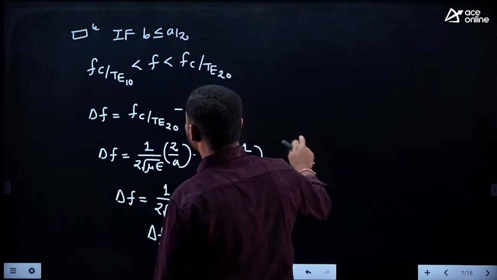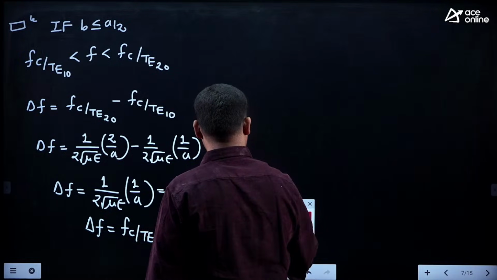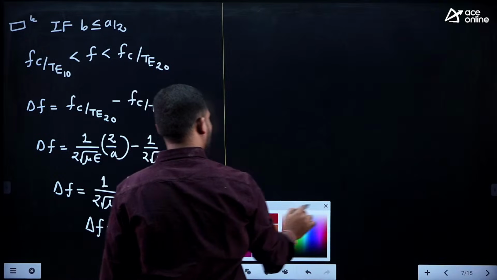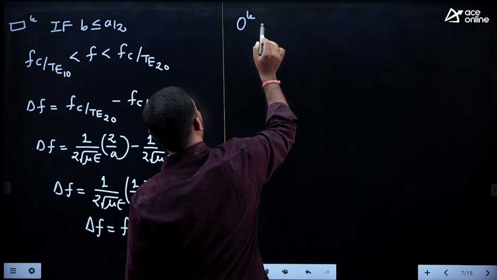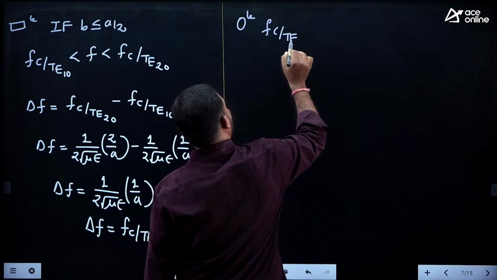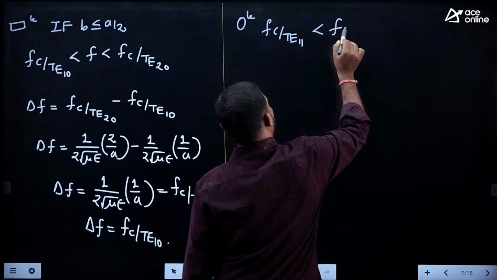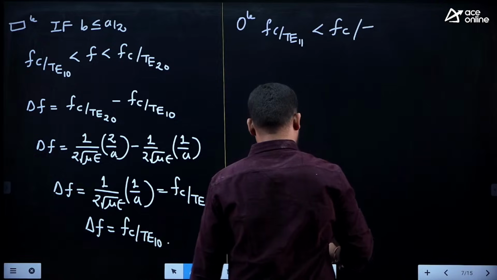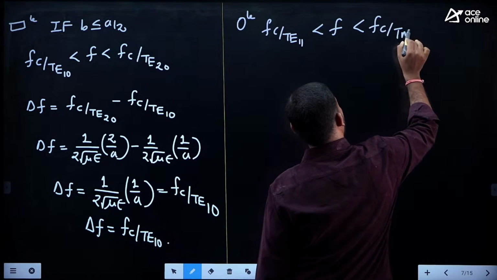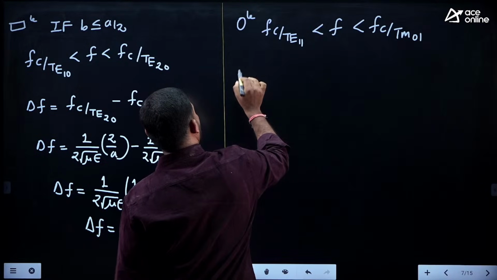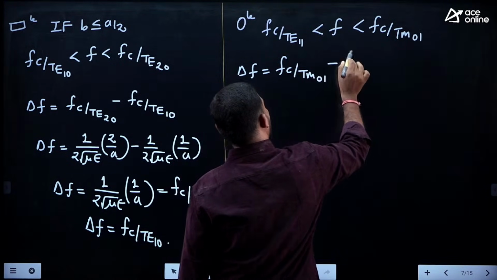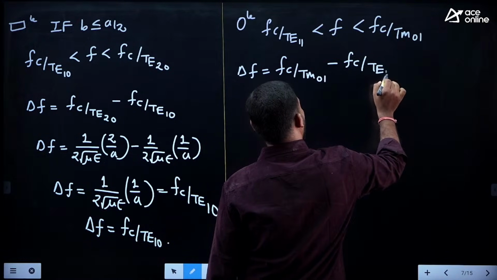Okay. Let us try the dominant region width for the circular waveguide so that we can make a comparison. So for the circular waveguide, what is the dominant region width? FC TE11 is less than F is less than FC TM01. So this is delta F is equal to FC TM01 minus FC TE11.